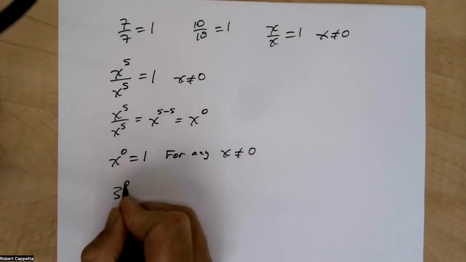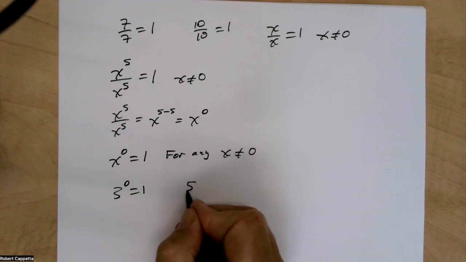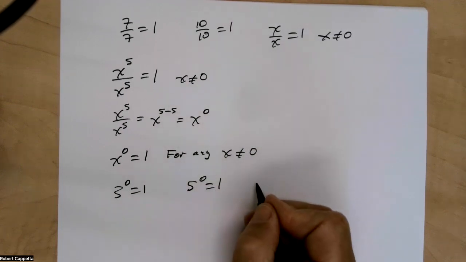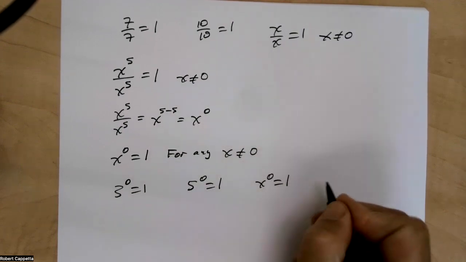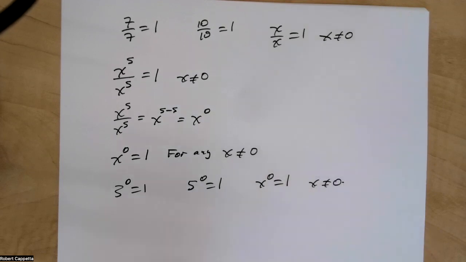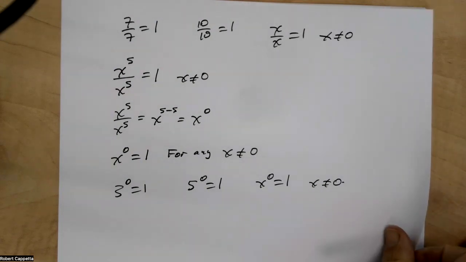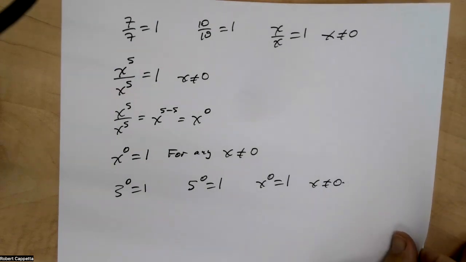So 3 to the 0 equals 1. 5 to the 0 equals 1. X to the 0 equals 1 as long as x isn't 0. So that's an important fact for us to look at. So what are our rules that we've looked at here today? Let's remind ourselves of them.